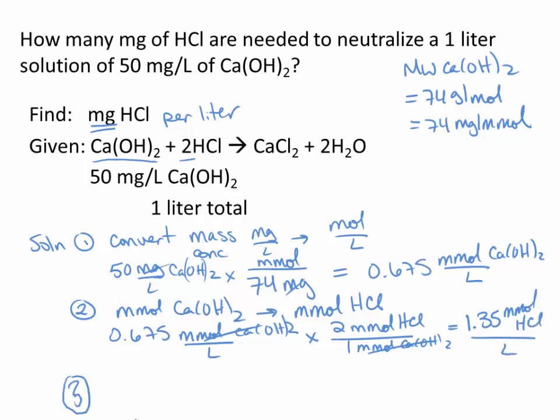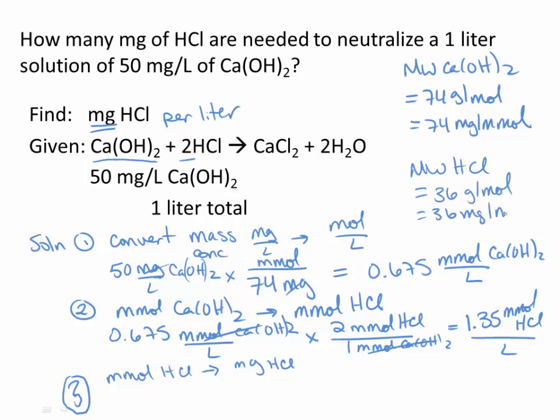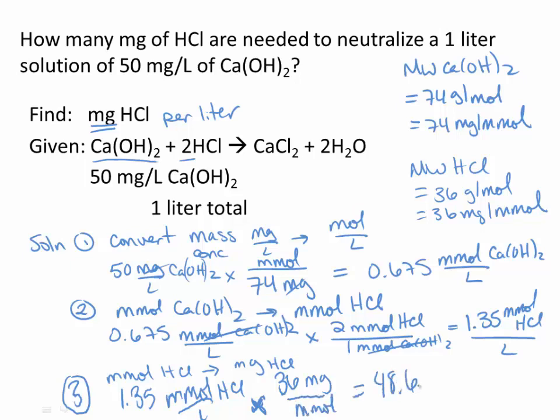The final step is to convert millimoles HCl to milligrams HCl. The molecular weight of hydrochloric acid is equal to 36 grams per mole, or 36 milligrams per millimole. So coming down, we see that 1.35 millimoles per liter HCl times 36 milligrams per millimole yields 48.6 milligrams of hydrochloric acid per liter.